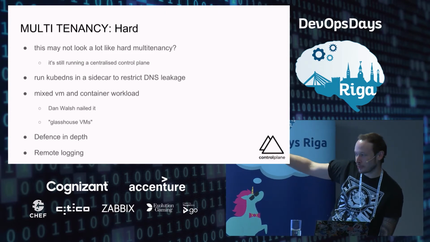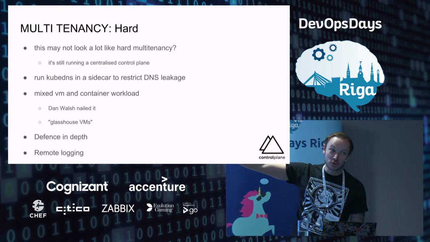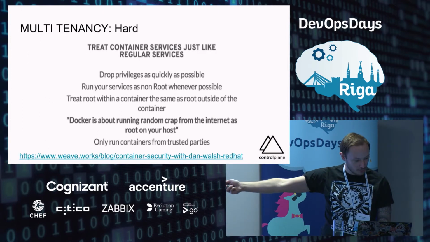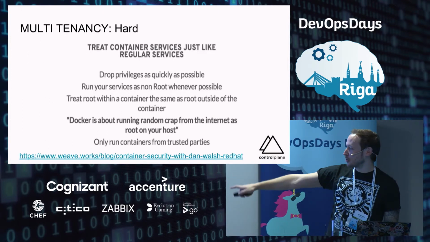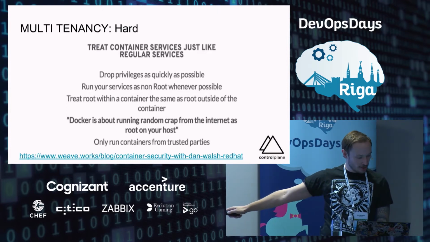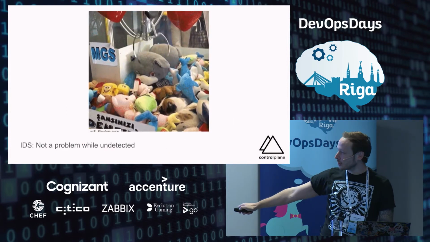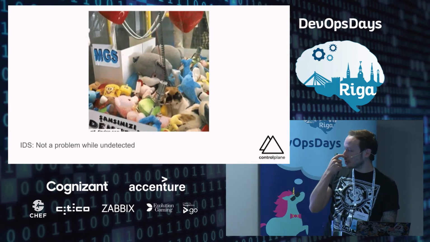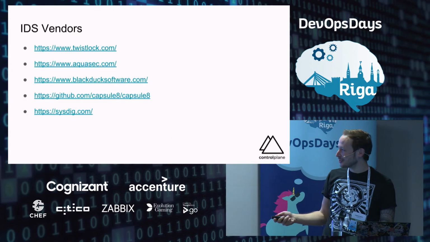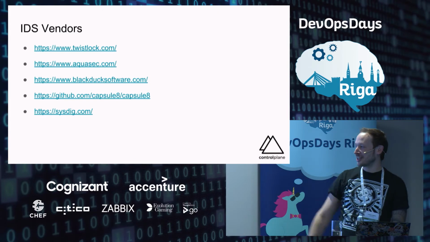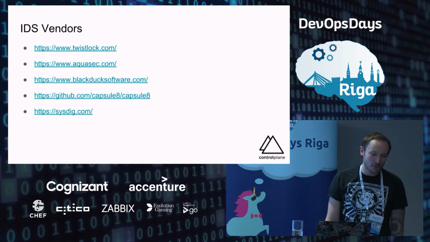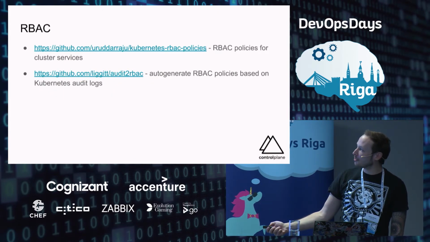Running kubedns will also leak across boundaries. Again, we can talk about that later. Great advice from Red Hat Dan, who is the guy who invented SELinux, or the SELinux guy. Use intrusion detection. Excellent. These guys all do kind of the same thing with different nuances. My time is up. Use RBAC.